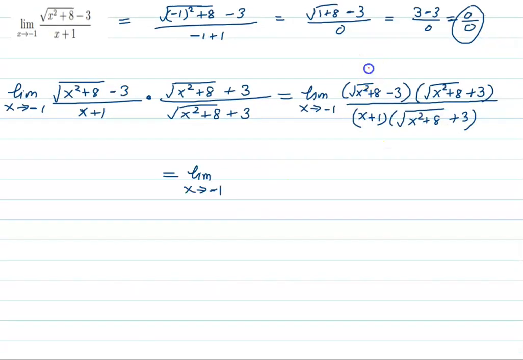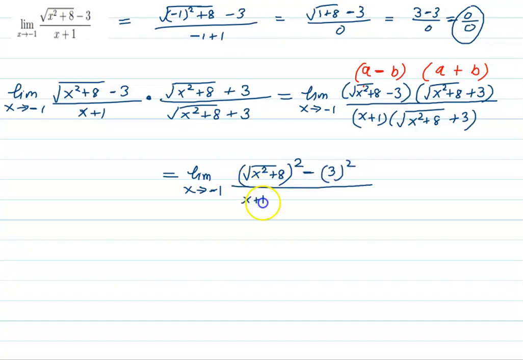Now here we can see that this is an identity like a minus b times a plus b, which is equal to a square minus b square, the difference of squares. So we are going to use the difference of squares identity for this expression. We have a as square root x square plus 8. So it would be a squared minus b is just 3 squared. So this was a squared minus b squared, the difference of squares identity.